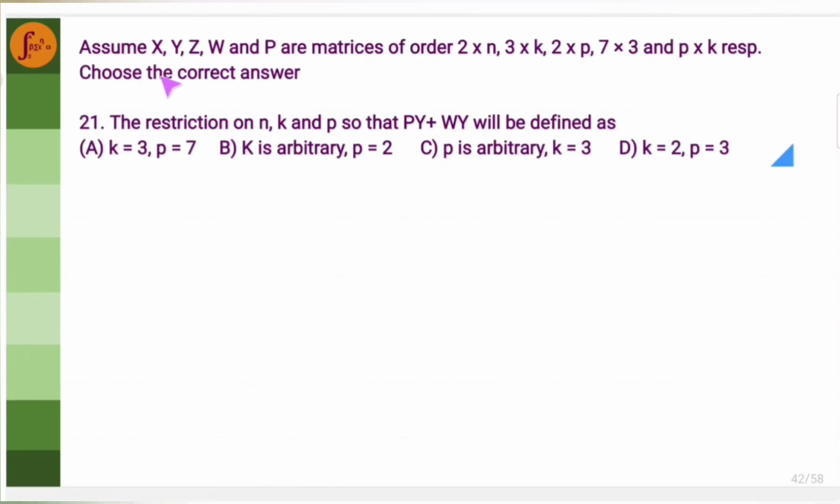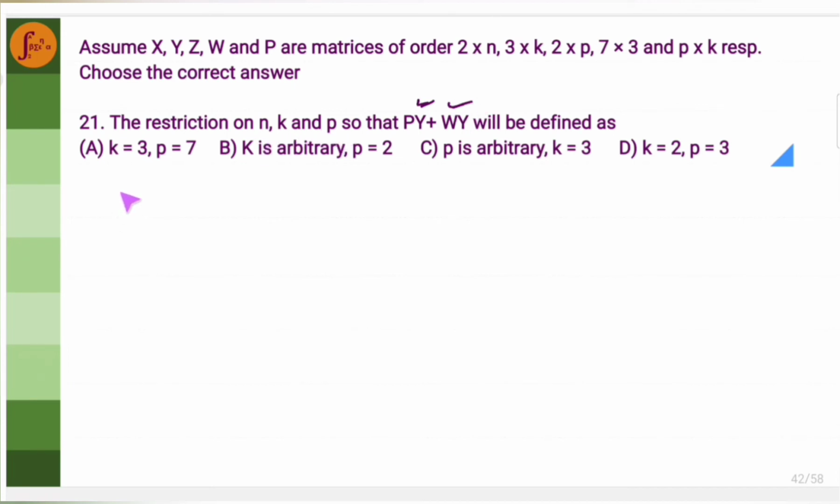Let's solve a problem on finding the order of matrices. So X, Y, Z, W and P are matrices given and their orders are given. We'll have to find the correct answer. So the first one is the restriction on N, K and P. What should be the values of N, K and P if PY plus WY is defined? So these two matrices are multiplied. If you have to multiply these two matrices, what should be the order? What should be N, K and P, right?